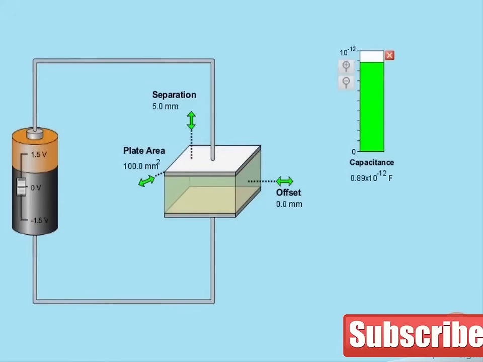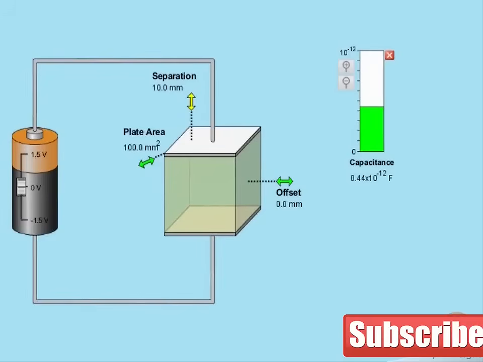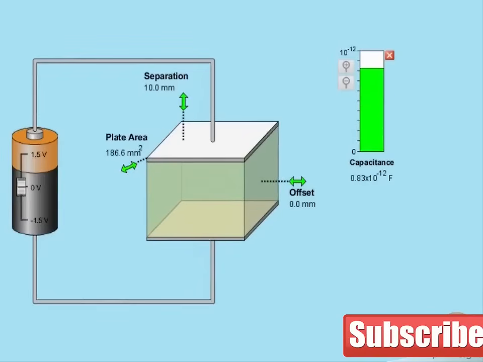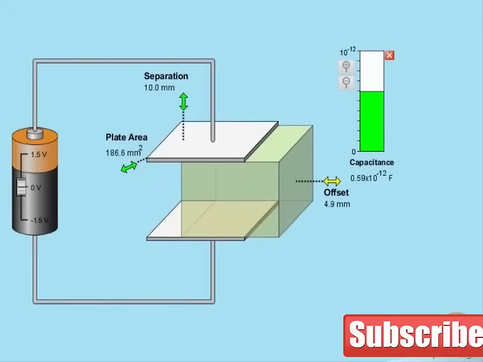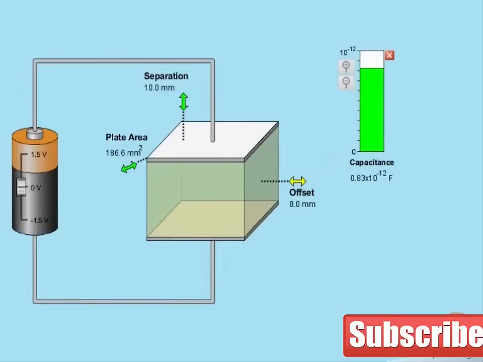The capacitance of the capacitor is determined by a number of things. One is the plate area, the other is the separation between the plates, and the other is the dielectric in between the two plates. We can vary the capacitance by changing the separation, the plate area, or the dielectric. Let's increase the separation and see what happens. Capacitance goes down with increased separation. Let's increase the plate area and see what happens. Capacitance goes up with larger plate area. And changing the dielectric also changes the capacitance.